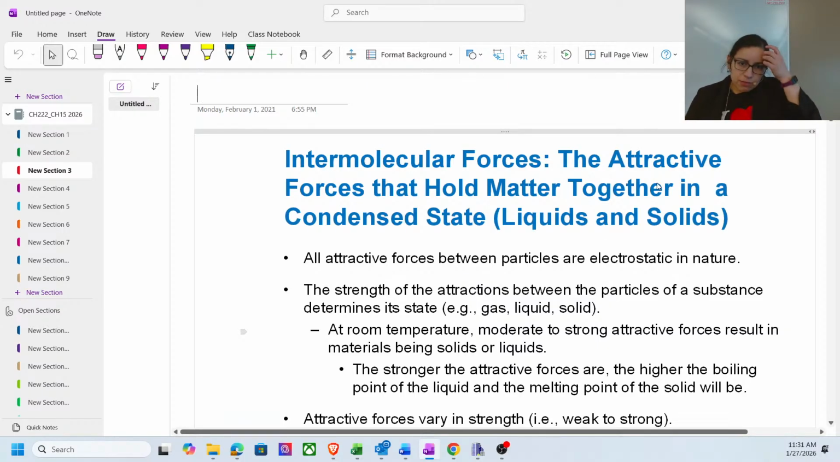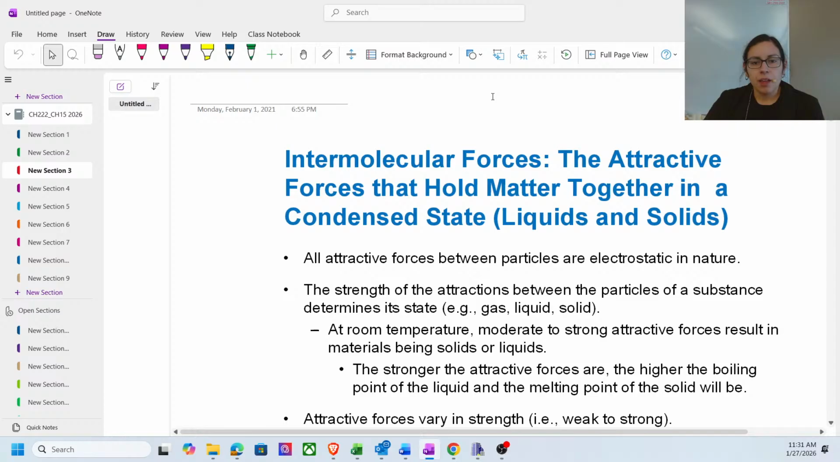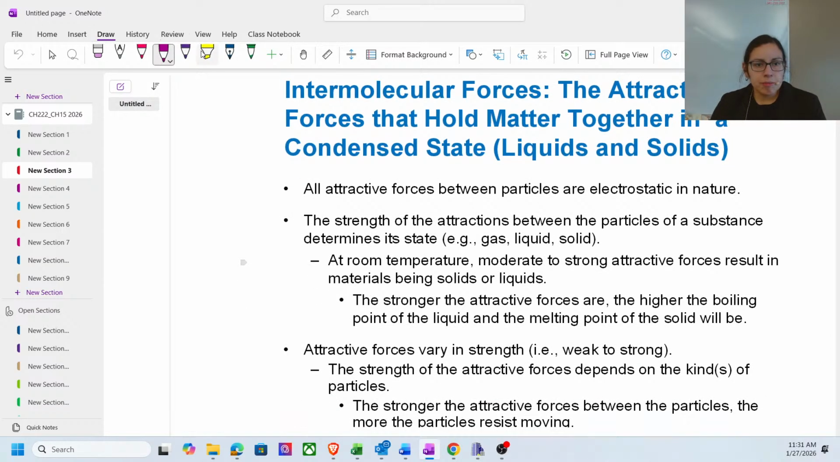And so now we want to define our intermolecular forces. This is just reminding us that all attractive forces between particles are electrostatic in nature. All we're saying is there has to be some sort of positive end, and it's usually attracted to a negative end. We've seen that from protons and electrons in our nucleus to cations and anions. That's what drives all these fundamental forces.